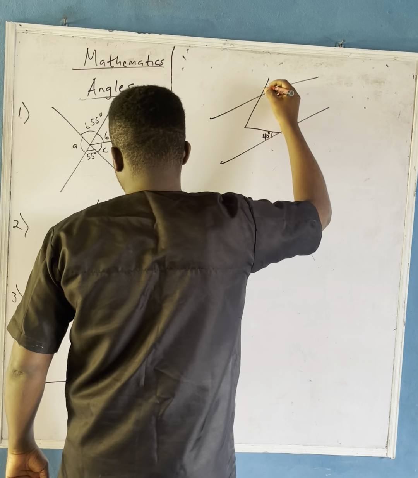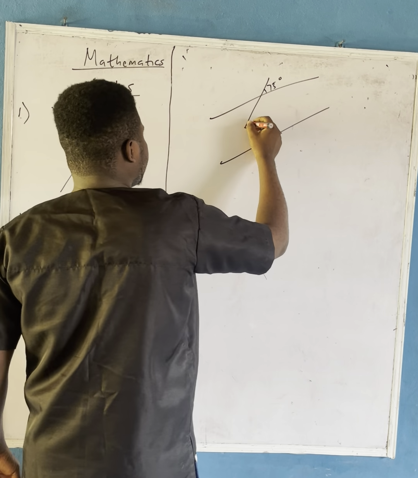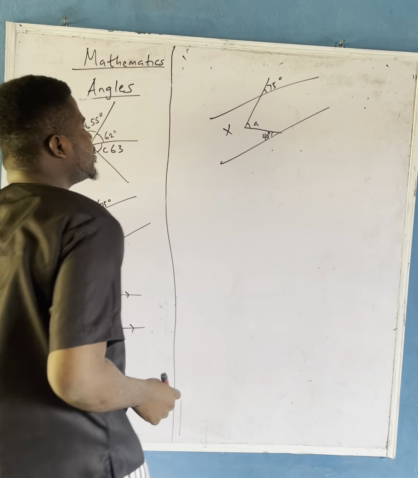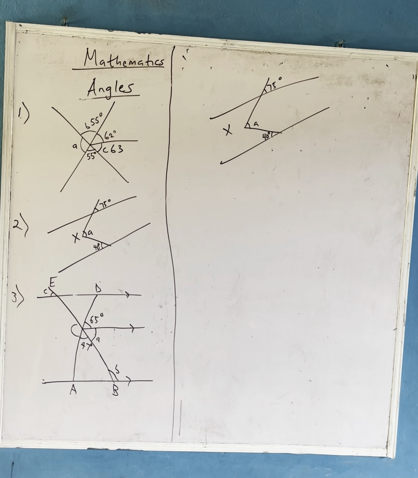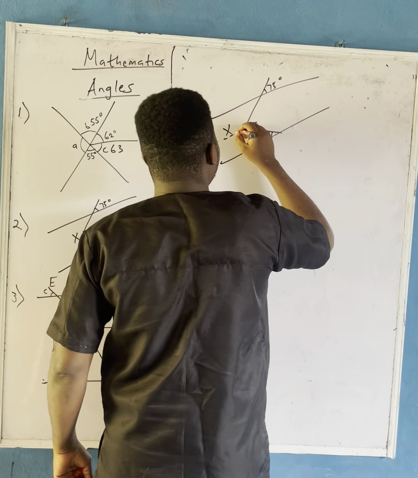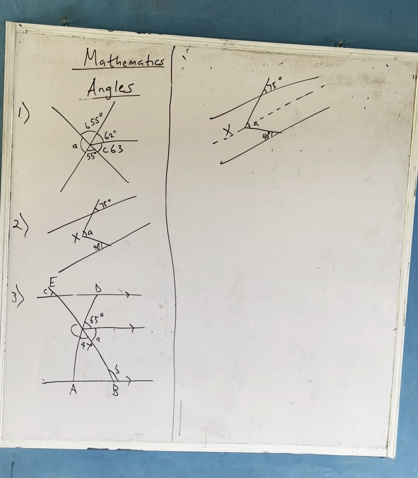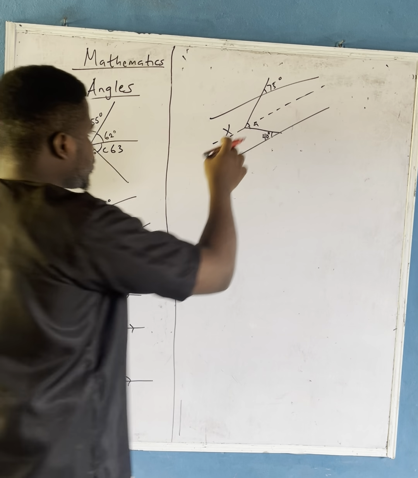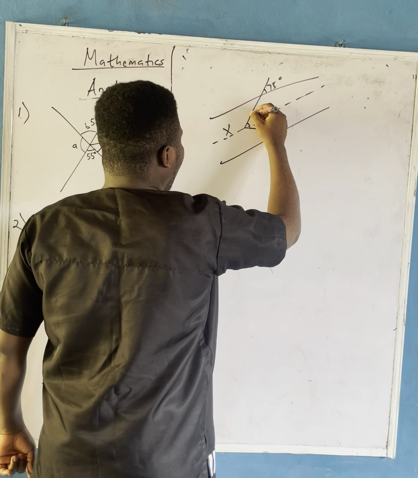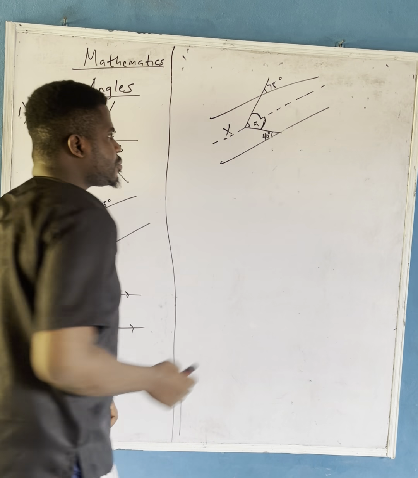This is 40 degrees. This is 75 degrees. This is A and this is X. What we can do to help our life is to draw an imaginary line here. If we draw an imaginary line, we can easily solve this question. So we have an angle here, and then we have an angle here.